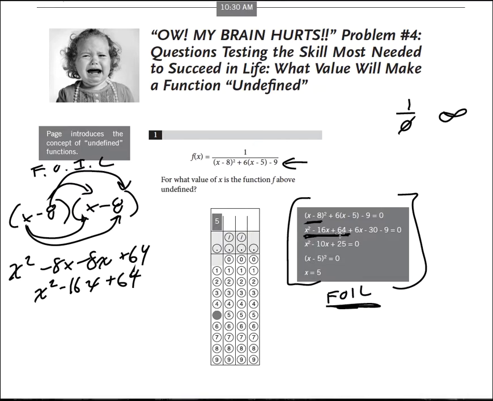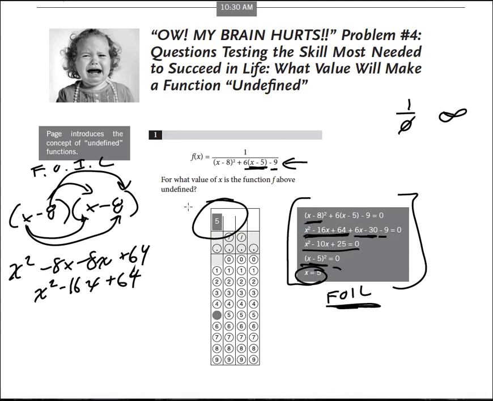That's how we get this portion here, and then I would distribute the 6 here, and that becomes 6x minus 30, and then minus 9, and then I combine like terms, and I get x squared minus 10x plus 25 equals 0. That can become a perfect square. (x minus 5) squared equals 0, therefore x equals 5, which is the correct answer.